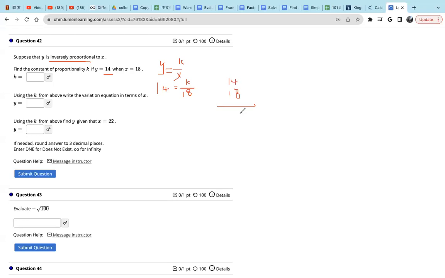4 times 8, 32. Carry on 3. This one is 10. 1 times 8, 8 plus 3, 11. 1 times 4, 4. 1 times 1, 1. So 252. So k equals 252. And then y can be written as 252 divided by x.